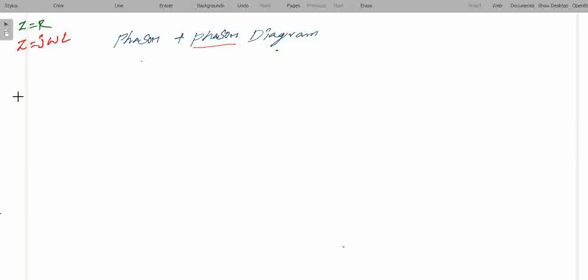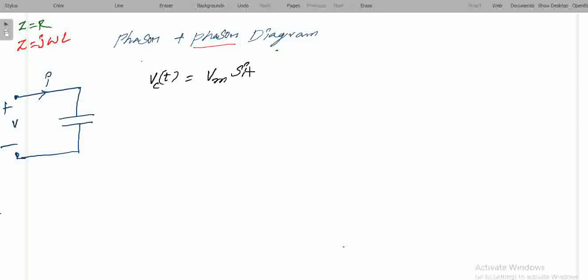Let us take a circuit which contains a capacitor. This is voltage and this is your current, plus minus. Let us take voltage across the capacitor. Vc of t is equal to Vm into sin omega t plus phi, and which is equal to Vm angle of phi, so which is equal to, we can consider capital V.